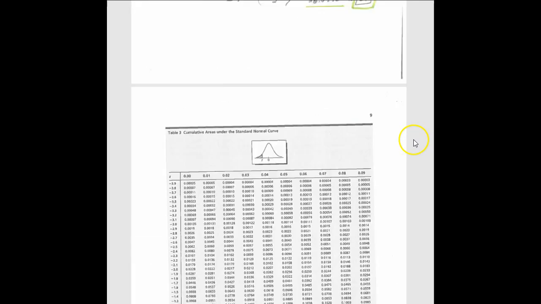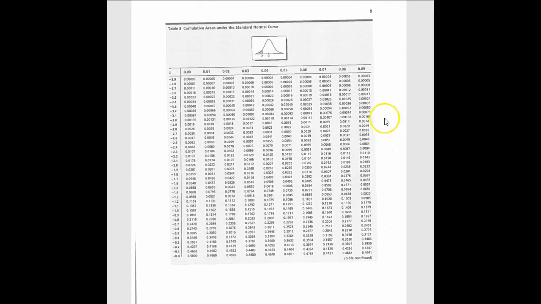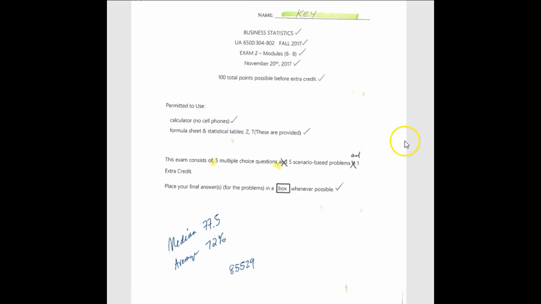We learned how to do that in a couple different modules. I think module 2 and then also module 5, where you just go into here and you would look for the alpha half probability. So what alpha half probability do we have?